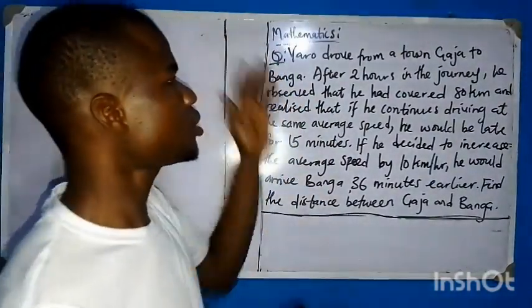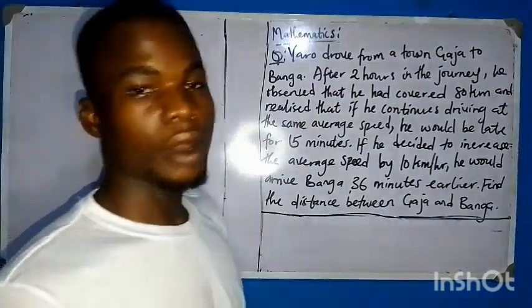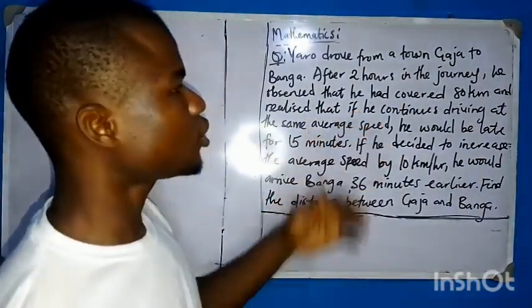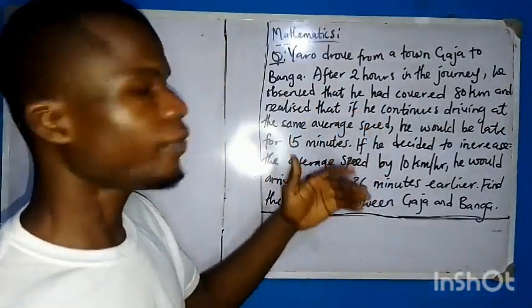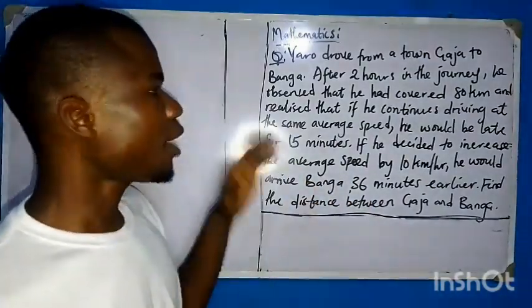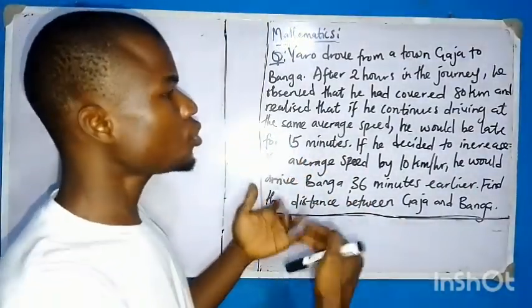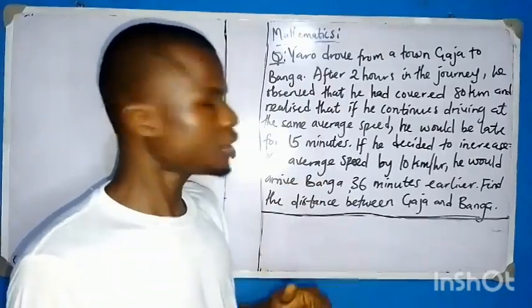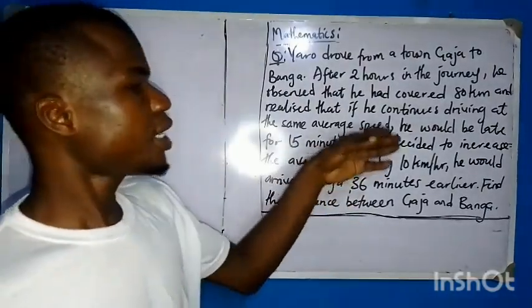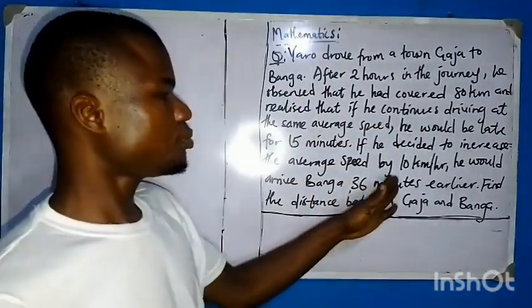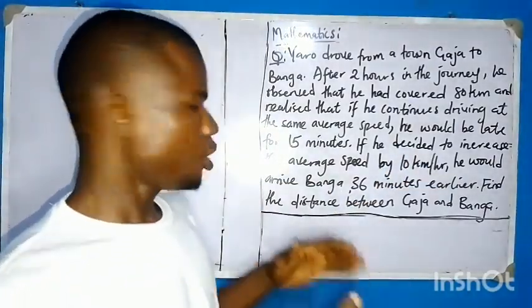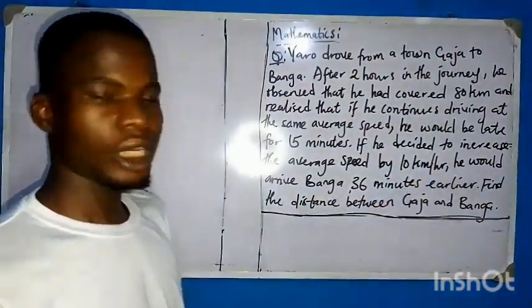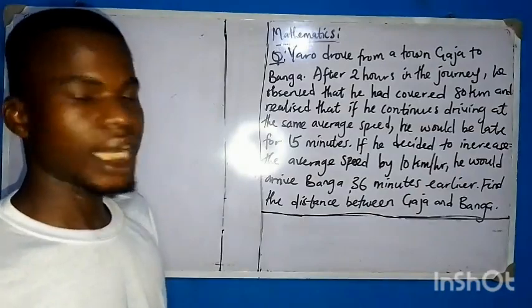The question says, Yaro drove from a town Gaja to Banga. After 2 hours in the journey, he observed that he had covered 80 kilometers and realized that if he continued driving at the same average speed, he would be late by 15 minutes. If he decided to increase the average speed by 10 kilometers per hour, he would arrive at Banga 36 minutes earlier. Find the distance between Gaja and Banga.